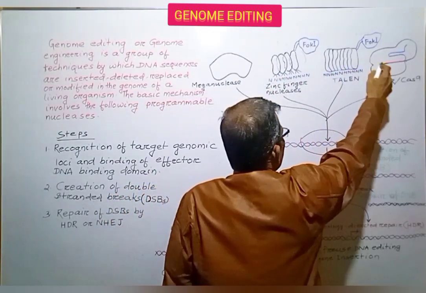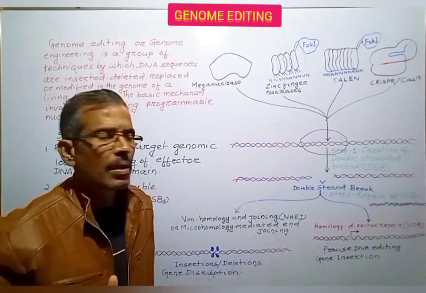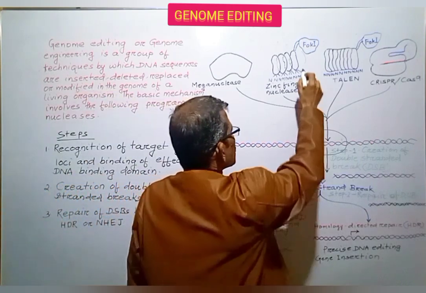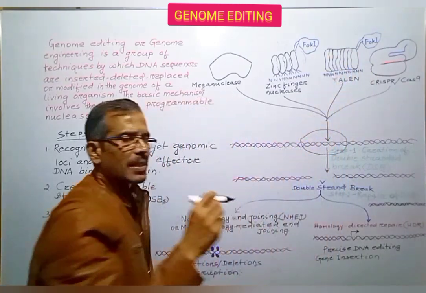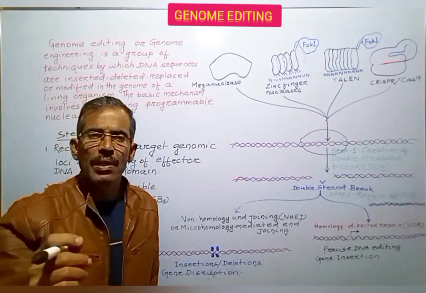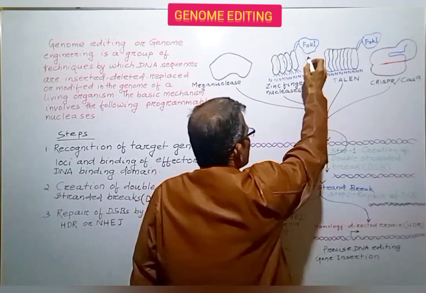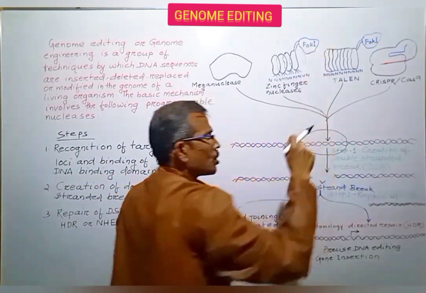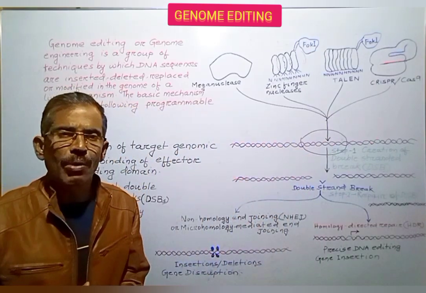All these programmable nucleases consist of 2 different parts. One part is a DNA binding domain which recognizes and binds at a specific sequence of DNA within the genome. The other part is the cleavage domain, which creates a double-stranded break at a specific sequence.